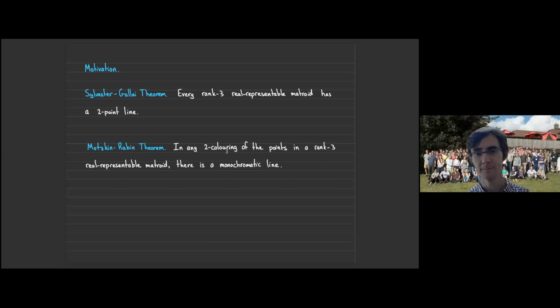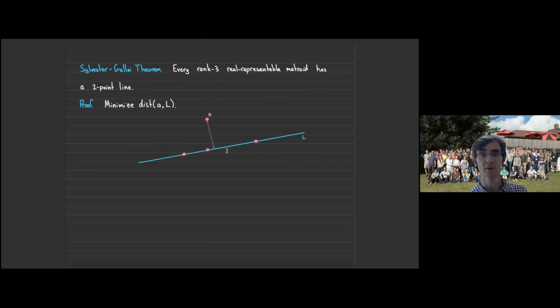Okay, so despite the fact that the Sylvester-Gallai theorem was open for 50 years, it's got a really pretty proof. And it's not really relevant to this talk, but since I'm talking about the Sylvester-Gallai theorem, I think I really ought to say the proof in case anyone out there hasn't seen it before.